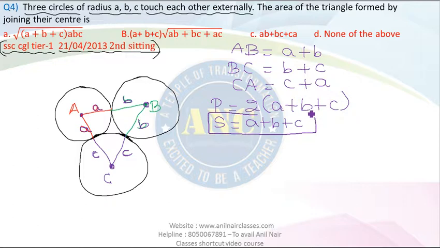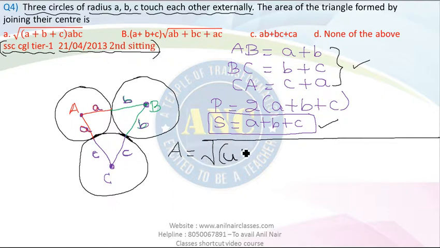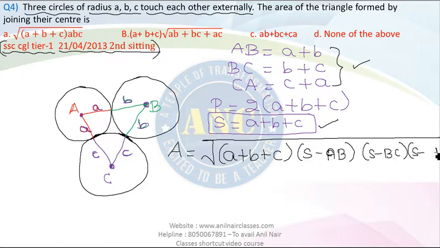Sir, what all do you require to find the area of a triangle? Using Heron's formula, I require the semi-perimeter. Yes, I know it. I require the 3 side values. I know them also. What are you waiting for then? Just substitute and simplify. Area is square root of s into s minus AB, into s minus BC, which is the second side, into s minus CA, the third side.